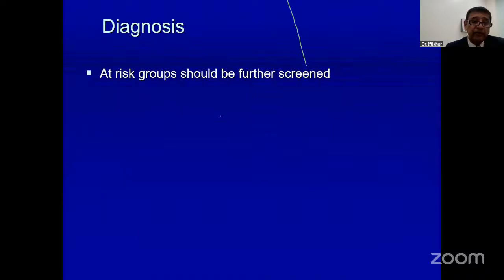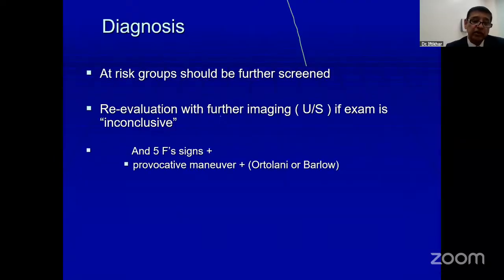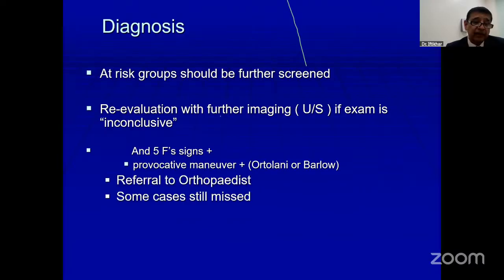Now, when you have a risk group, they should be screened further and go for further evaluation. That means you need to do an ultrasound if your clinical examination is inconclusive. Of course, if the signs are positive and your Ortolani and Barlow are positive, you need to refer this patient to pediatric orthopedics. In spite of doing all those screenings, sometimes you'll still find cases that were missed or not treated at an early age, and they end up having more serious problems.